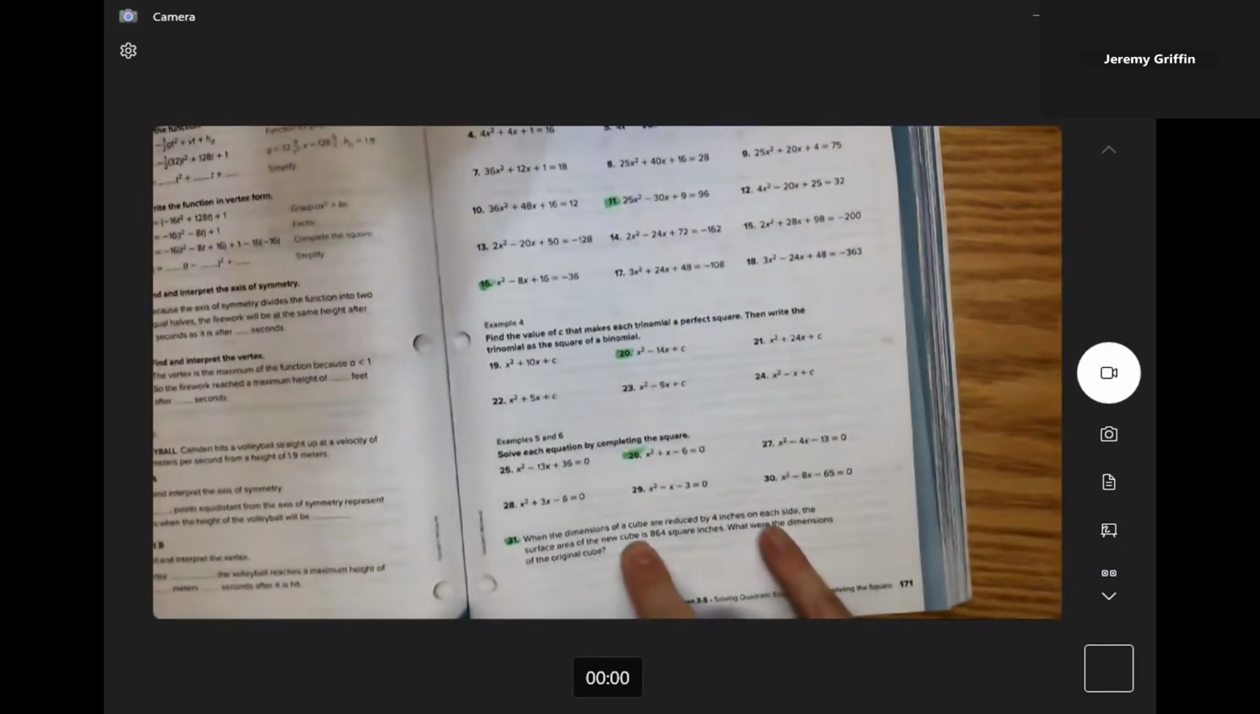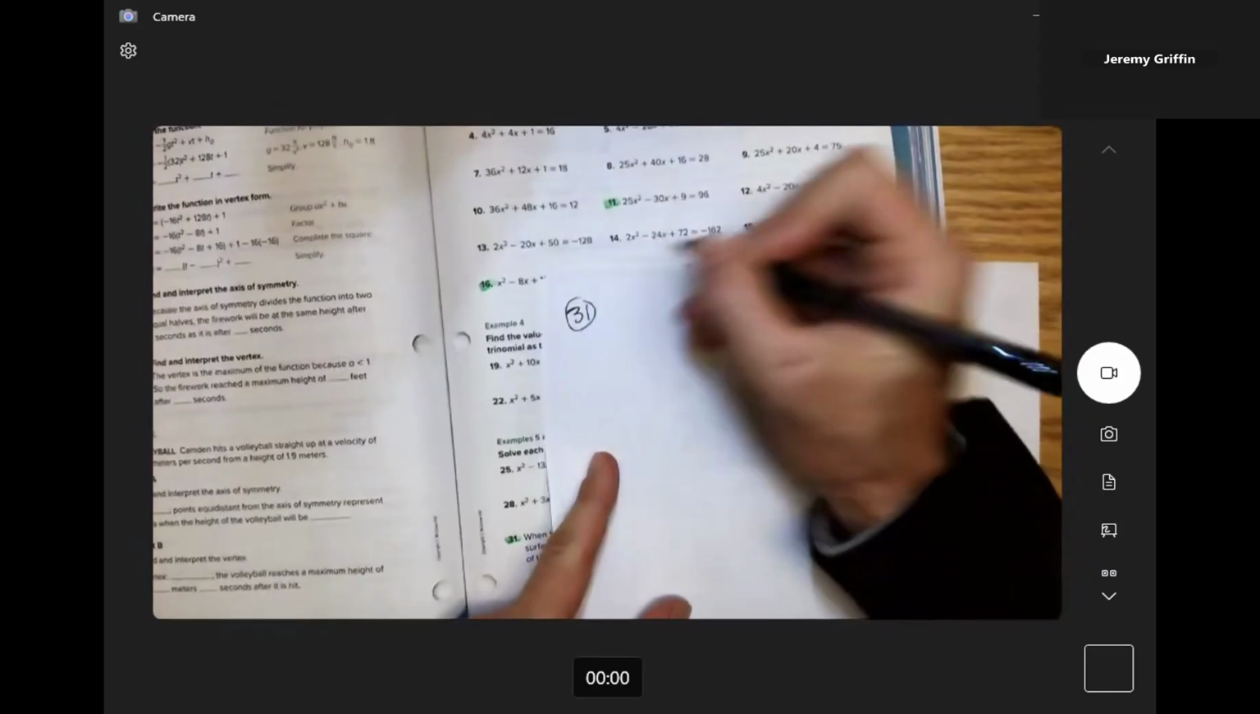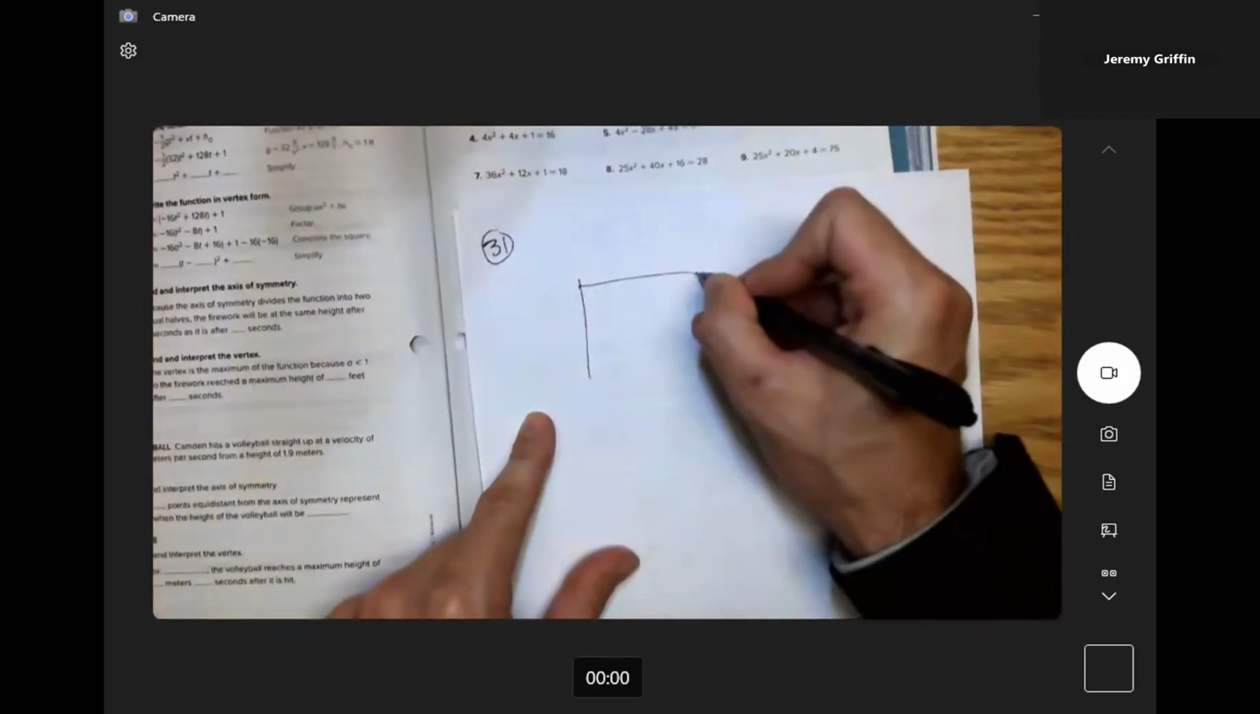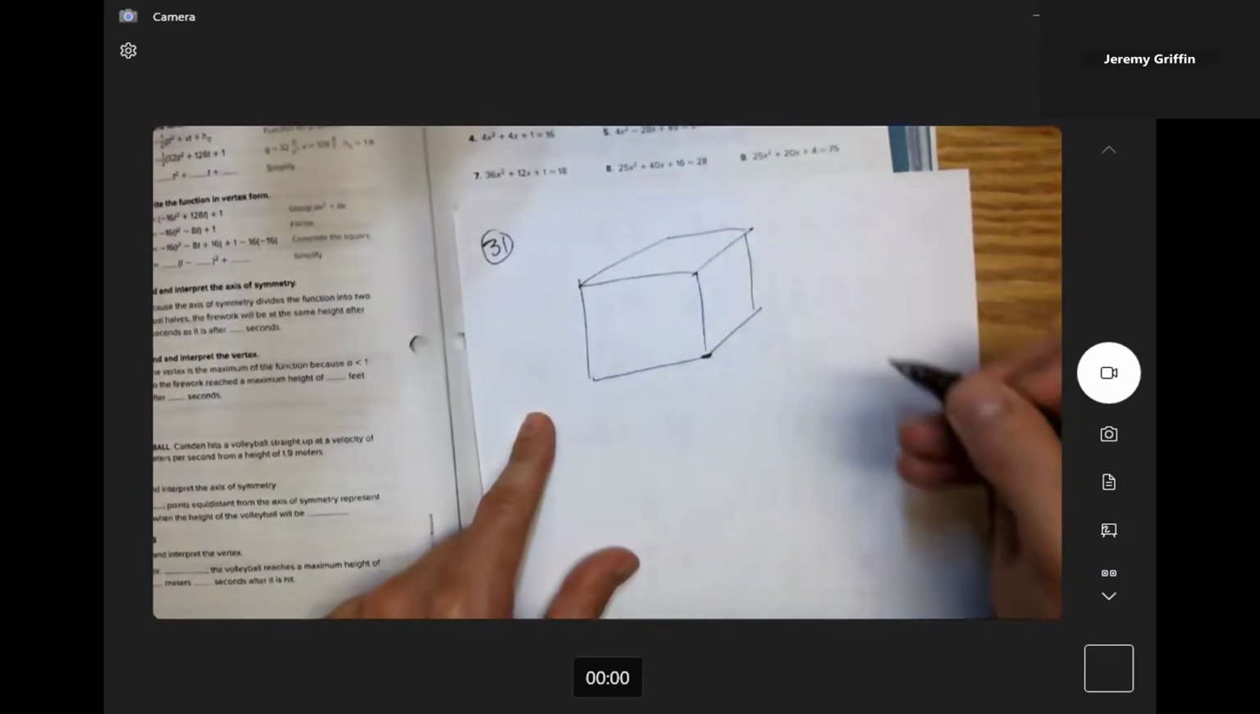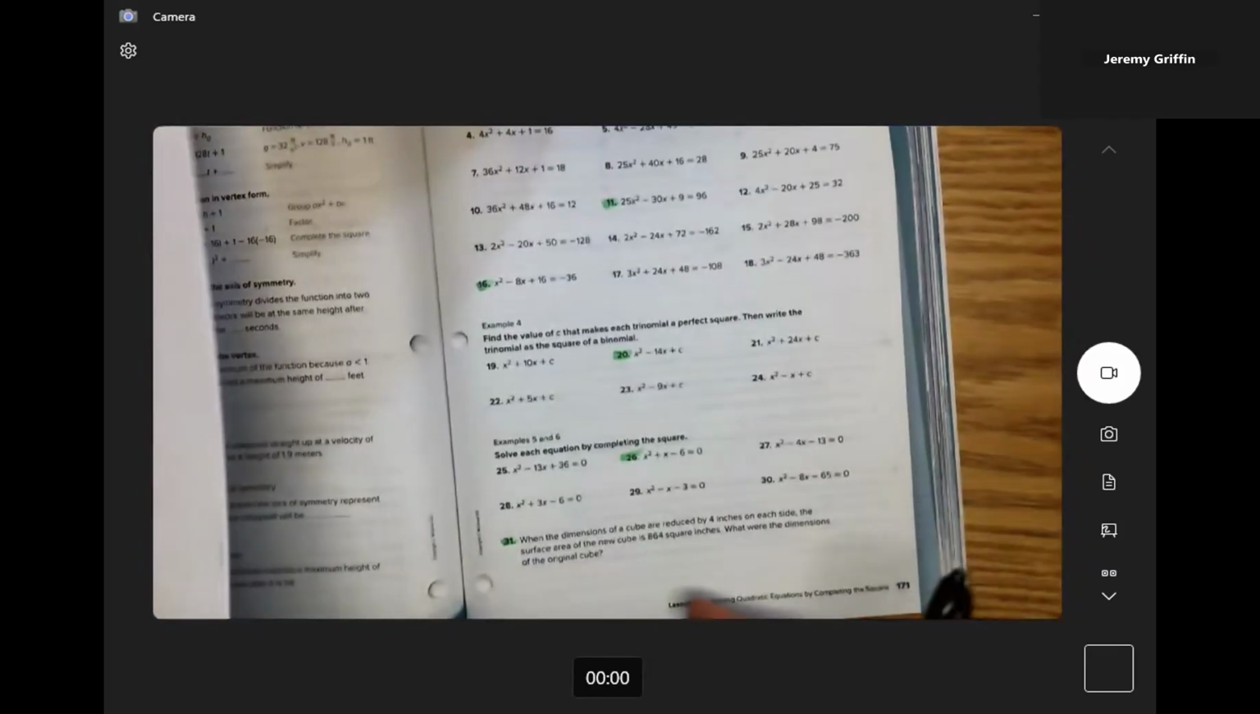All right, number 31. The dimensions of the cube are reduced by 4 inches on each side. The surface area is now 864 square inches. What were the dimensions of the original cube? Hmm. Now, a word puzzle here. Let's draw this out like a cube. It says reduced by 4 inches.